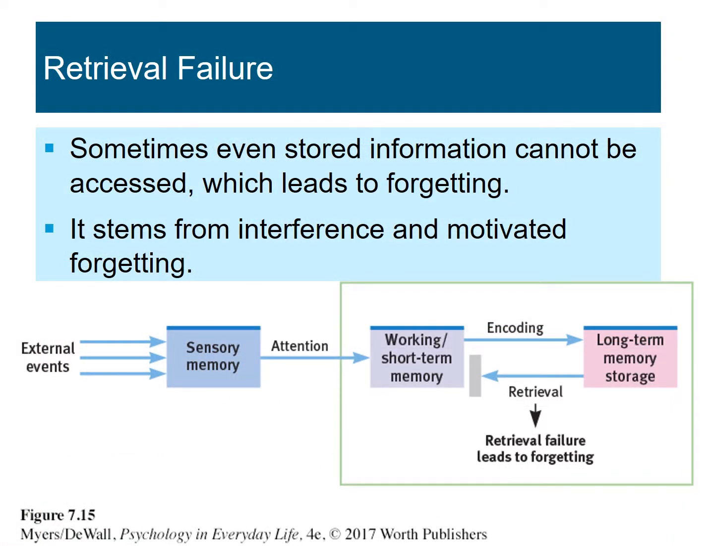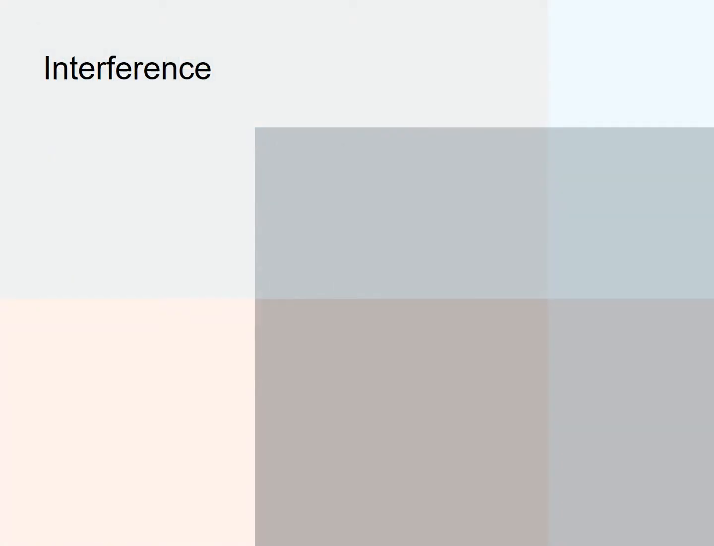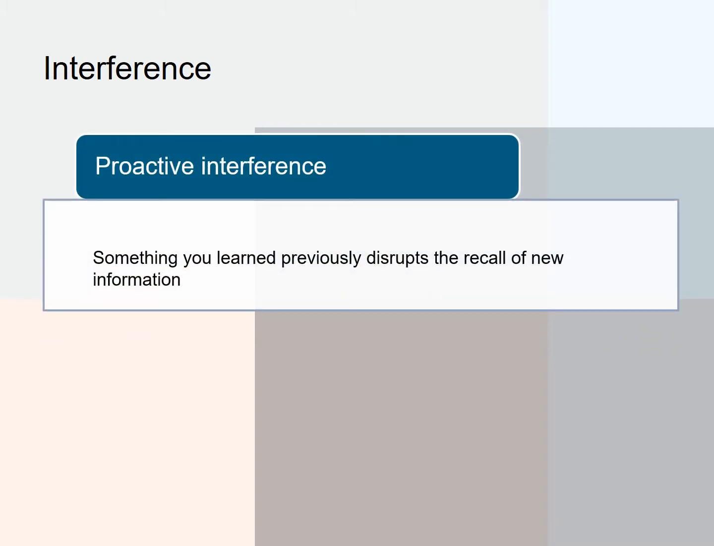Retrieval failure. Sometimes even stored information cannot be accessed, which leads to forgetting. It stems from interference and motivated forgetting. First, let's talk about interference. Proactive interference is something you learned previously that disrupts the recall of new information. So it's like they're competing for the activation in your brain, and the previously learned thing wins.